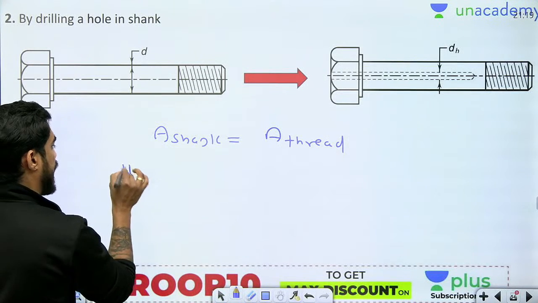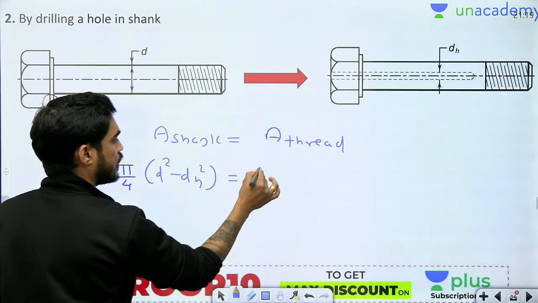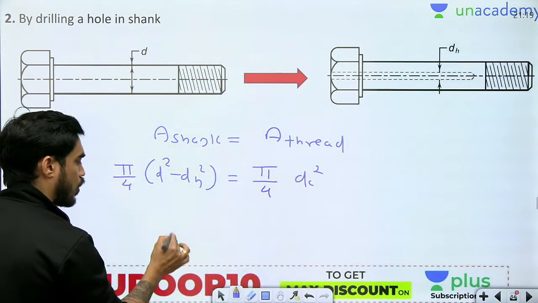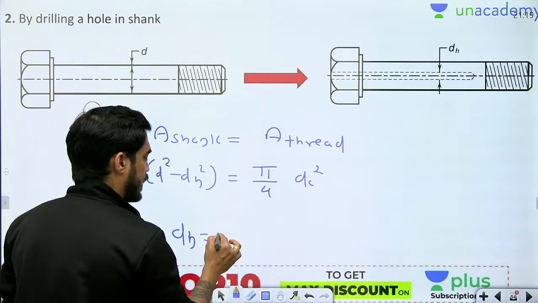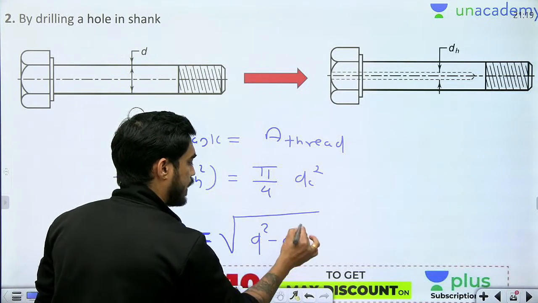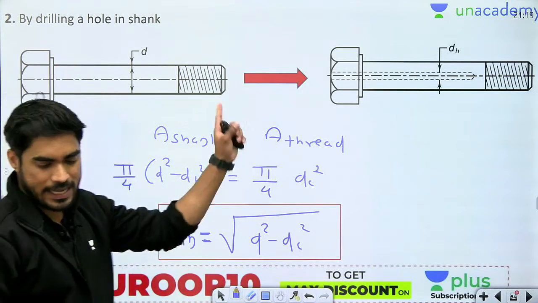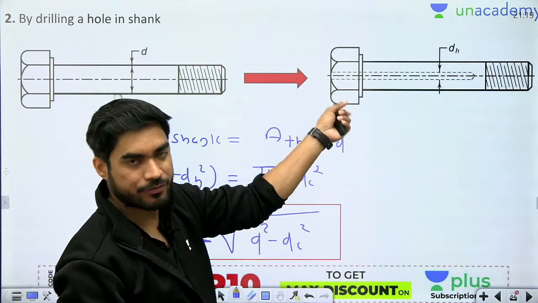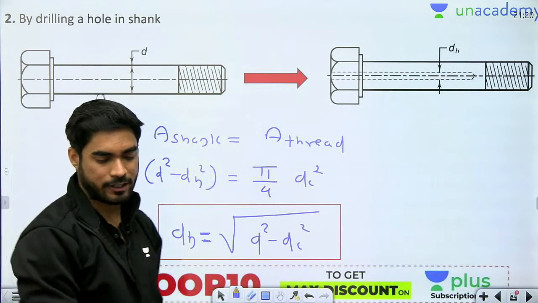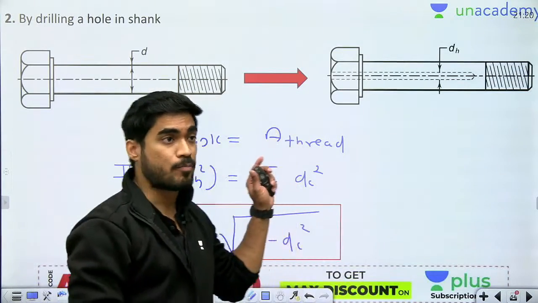Now area of shank after drilling a hole will become this much, and minimum area of thread is how much? Pi by 4 dc square. So from this relation, the required diameter of hole will be this. So if you drill a hole of this diameter, then area of shank will become equal to area of thread, and it will become a bolt of uniform strength. I hope this is clear to everyone. Beta, you get a lot of theory questions from bolt of uniform strength.